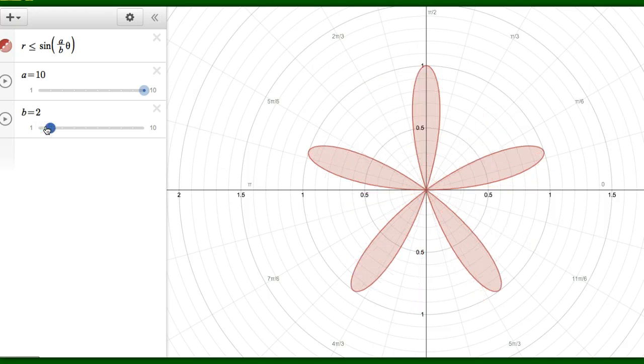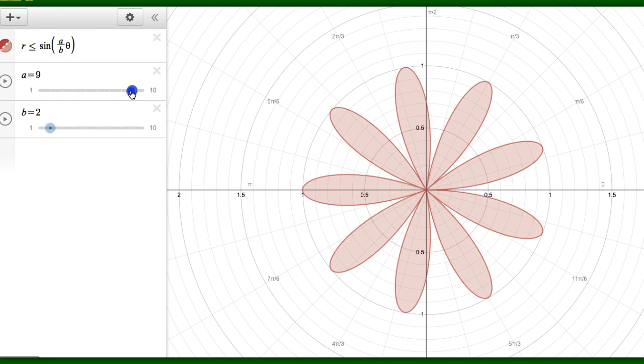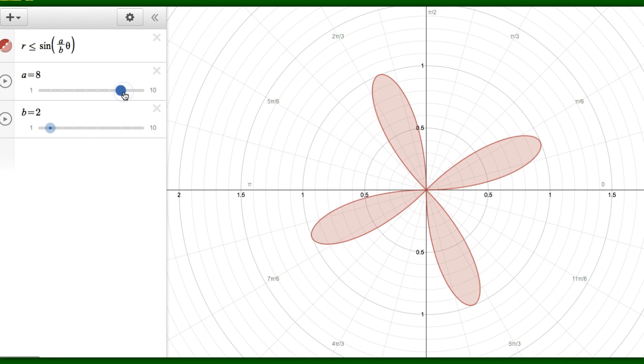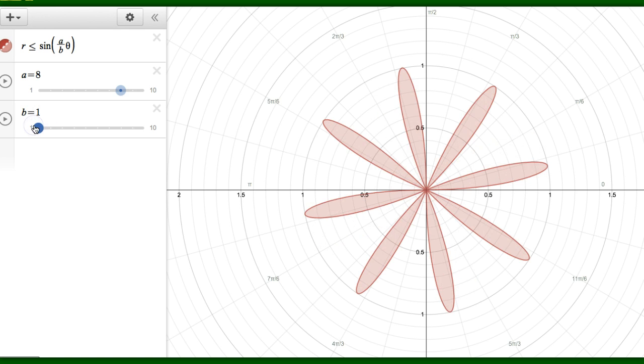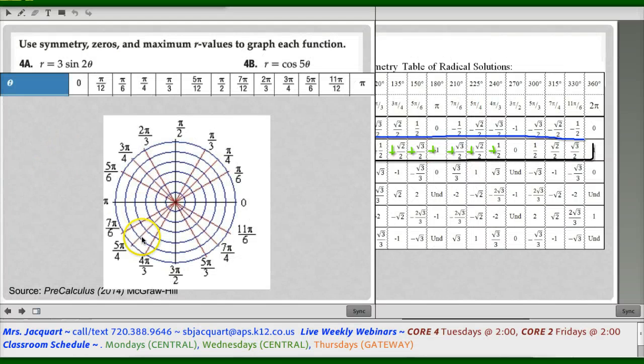Anyway. Oh, let's do an even number. What if we had 8? This is 8. Oh, that's 4. Okay. Yeah. So anyway, just messing around with that stuff. I think it's kind of cool.